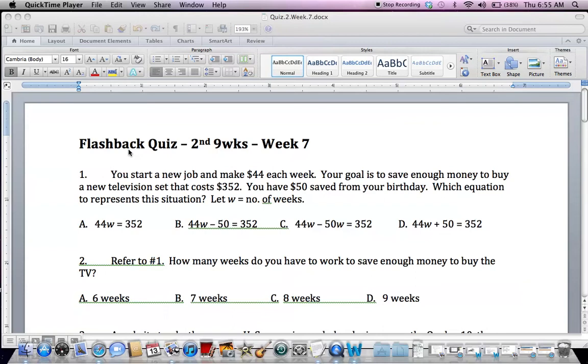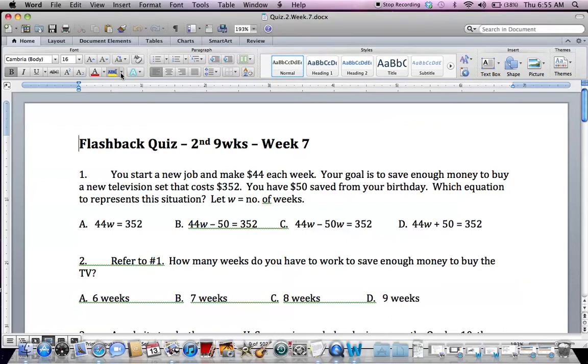Okay. Number 1, you start a new job and you make $44 each week. Your goal is to save enough money to buy a new television set that costs $352. You have $50 already saved from your birthday. Which equation represents this equation? Let W equal the number of weeks.